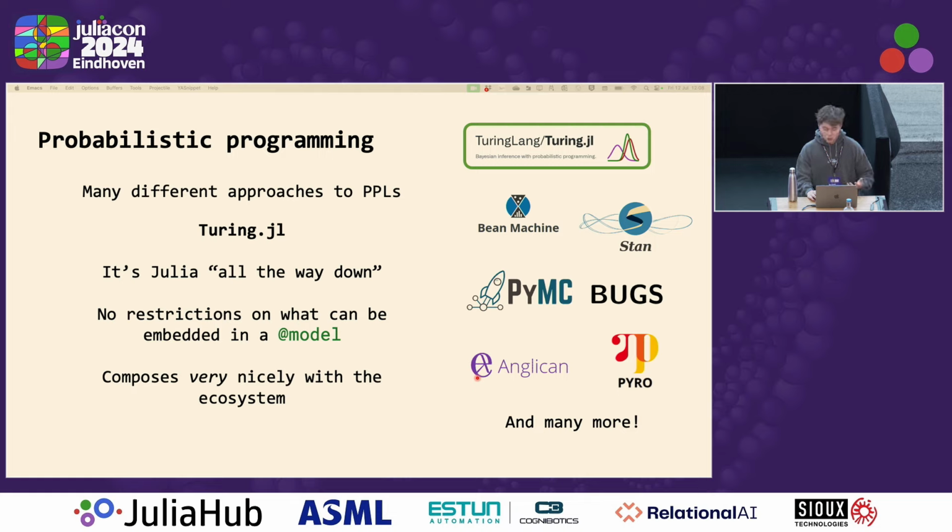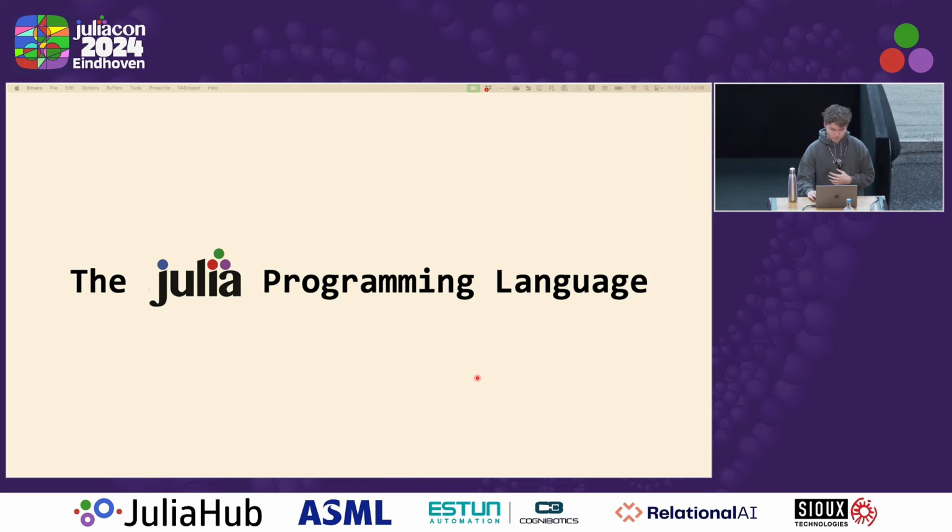As I said, it's Julia all the way down. There's not really restrictions on what you can put inside a model. It means that the user is very welcome to shoot themselves in the foot if they really, really want to. But it also means that it compiles very, very nicely with the ecosystem.